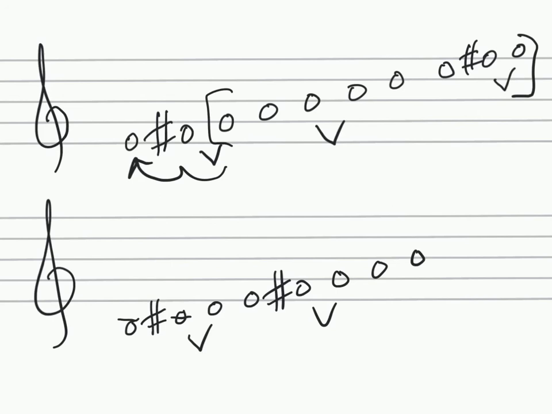I could do the same thing with the scale right underneath it, the B minor scale. If I add two more notes there, here's the D major scale, and if I start two scale degrees lower than D major, I get the same notes, but now it's in B minor.